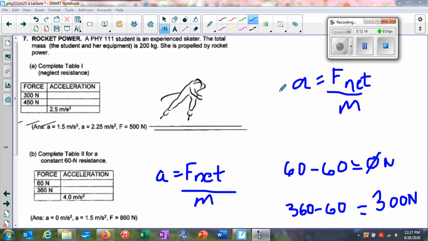All right, here we're gonna look at our skater friend, an experienced skater to be doing this. She's using rocket propulsion to power her skating, and the total mass of the student and all her equipment is 200 kilograms. For my first table, we're making it pretty easy. I'm telling you the net force on her, the force of propulsion, is just the net force, 300 newtons. I want to know her acceleration. I know acceleration is the net force divided by the mass. So in your review packet, take 300 newtons, divide it by 200 kilograms, and the answers are down here.